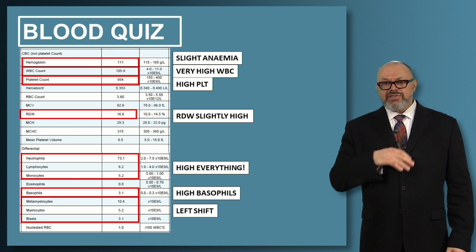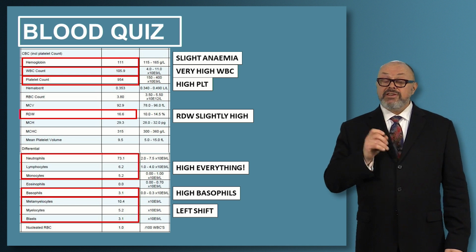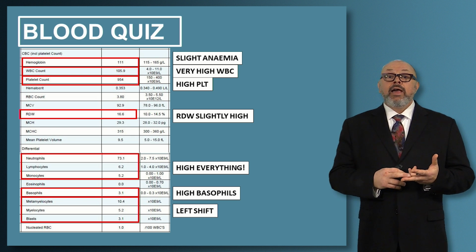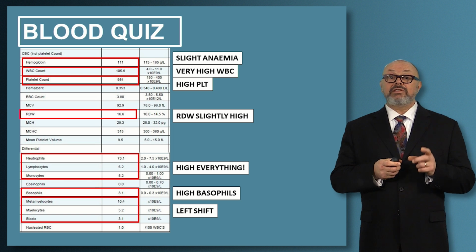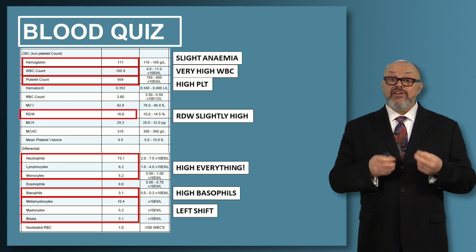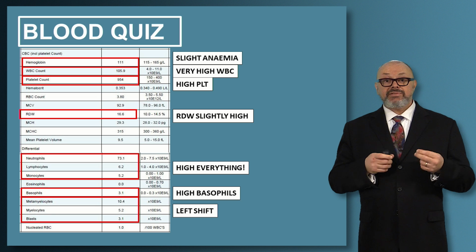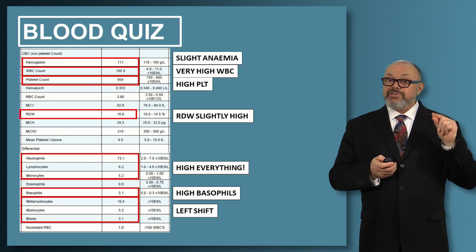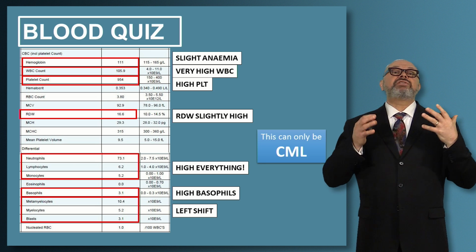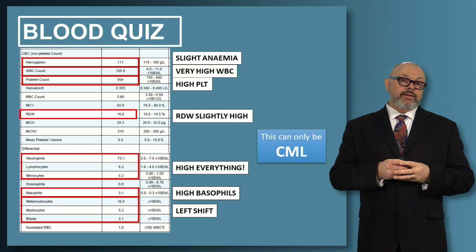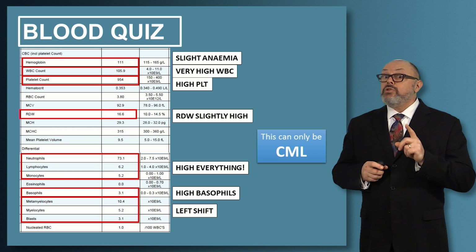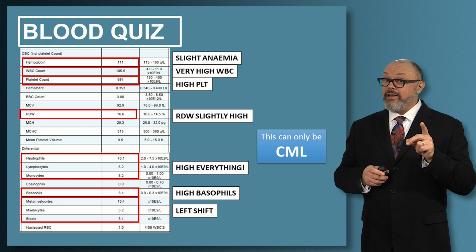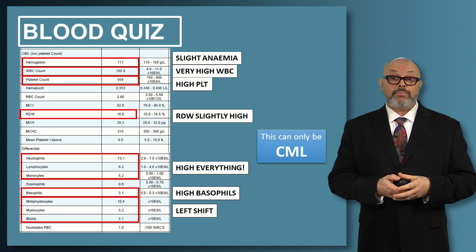Her RDW is just slightly above normal, and the diff shows high everything, high neutrophils, high lymphocytes, high monocytes. She also has quite a pronounced left shift and a very high basophil count. In fact, it's 10 times the upper limit of the normal range. Remember, high basophils think CML, and really, this can only be chronic myeloid leukemia. Now, do you know the characteristic genetic abnormality that's associated with CML? If you don't, you should, and you ought to look it up.